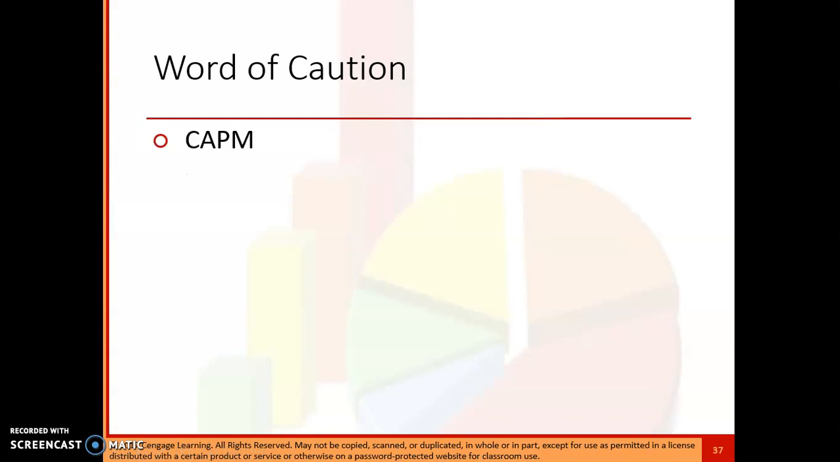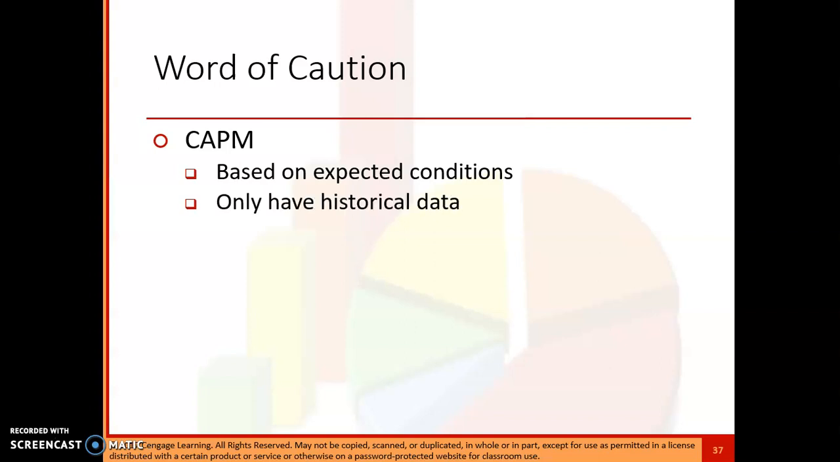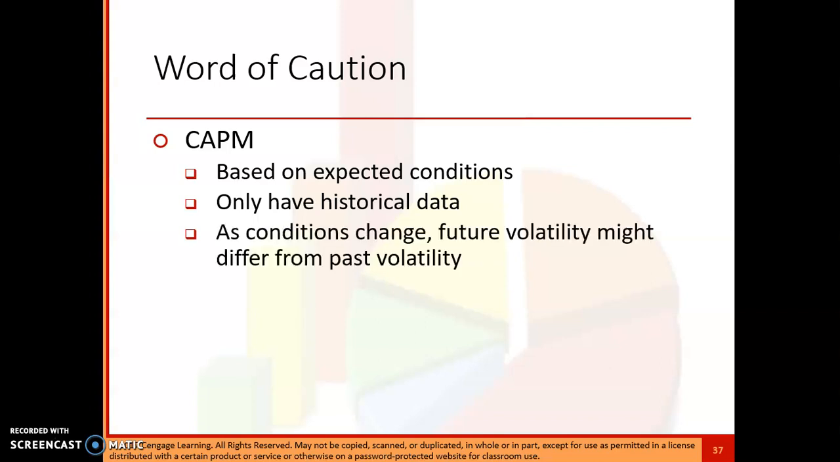A word of caution with regard to the CAPM. It's based on expectations or expected conditions, but we only have historical data. Of course, history may not repeat itself. So when conditions change, future volatility might differ from past volatility.